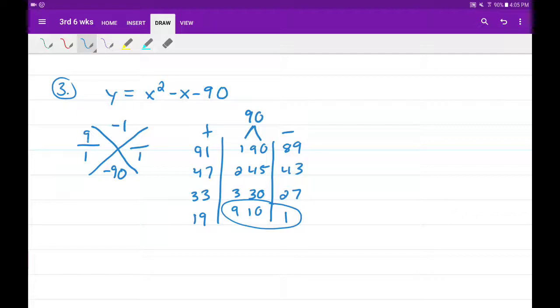All right, so I know 9 and 10 go here. Okay, so now I have to decide where the negative goes. In this case, since we have a negative B value, the one with the larger number gets a negative. So 9 times negative 10 is negative 90. 9 plus negative 10 is negative 1. So go ahead and write it out. x plus 9 times x minus 10 are the factors here.